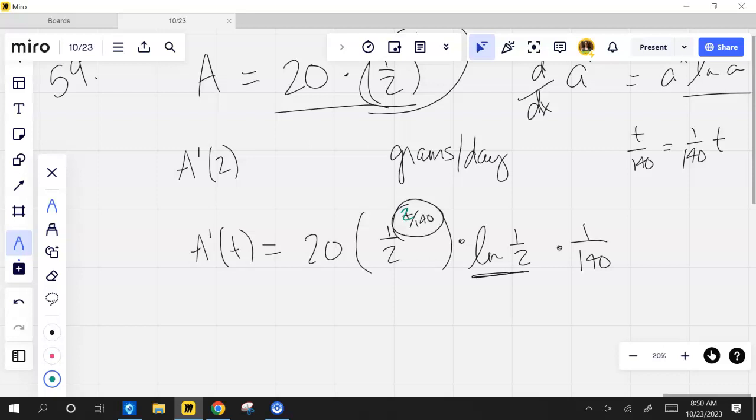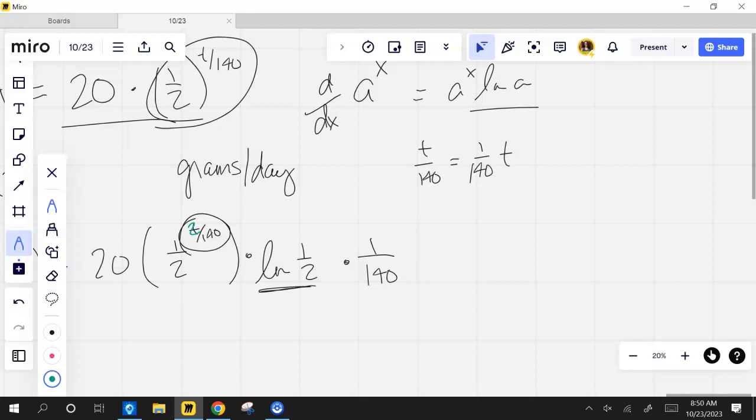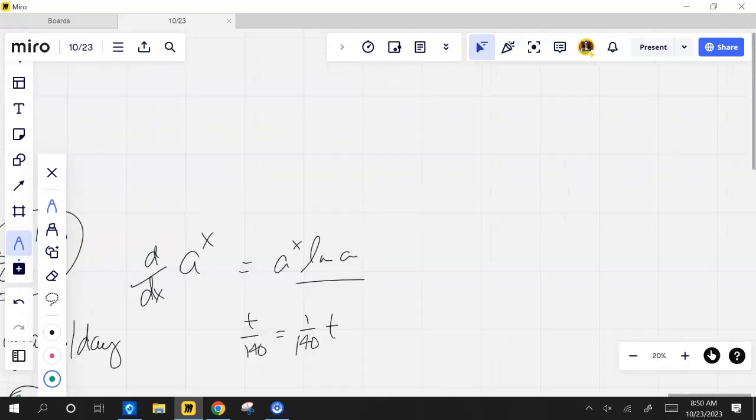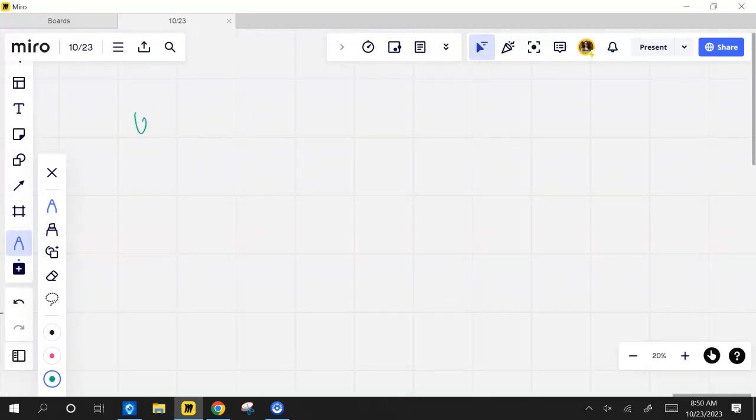Gray means no calculator, and then non-gray means calculator. What else? Which one? 65. Yeah. Oh, I didn't mean to give you all that yet. That's okay.